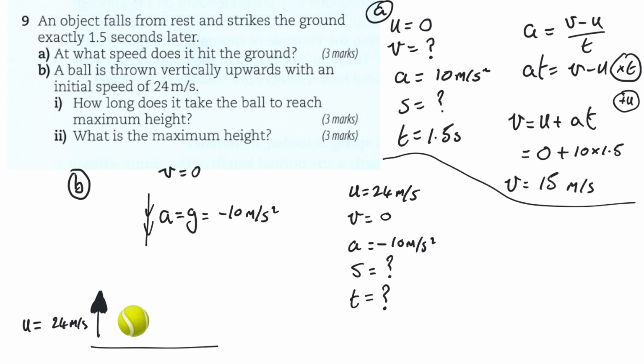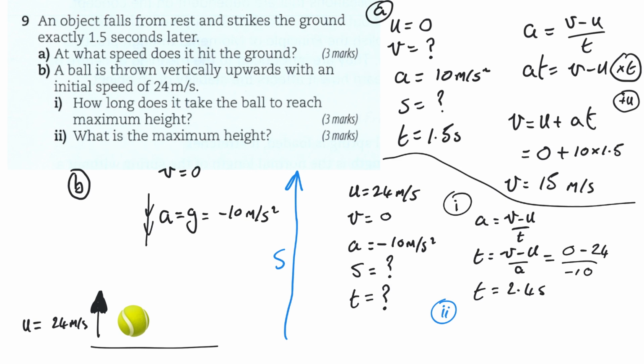So a equals v minus u over t. And so t is going to equal v minus u over a. And so that's going to be 0 minus 24 over minus 10. And that's going to give us a time of 2.4 seconds.